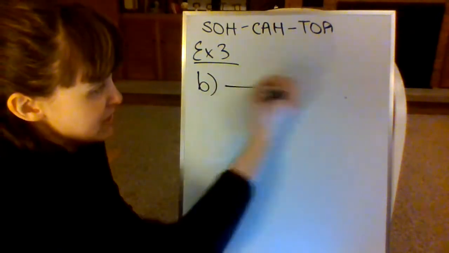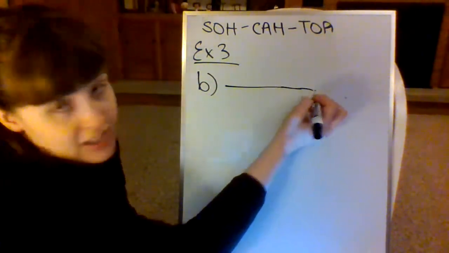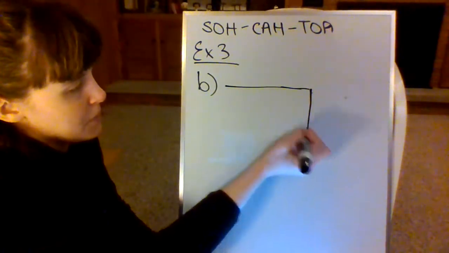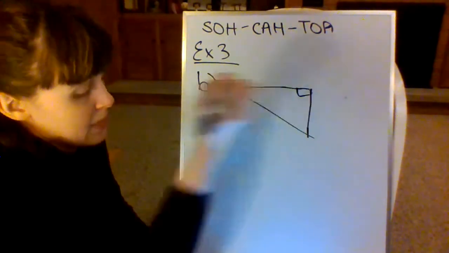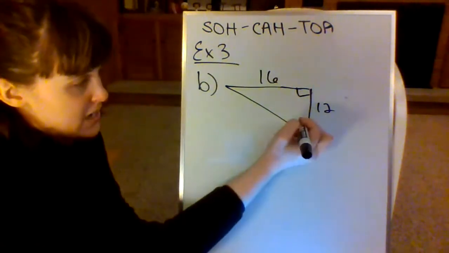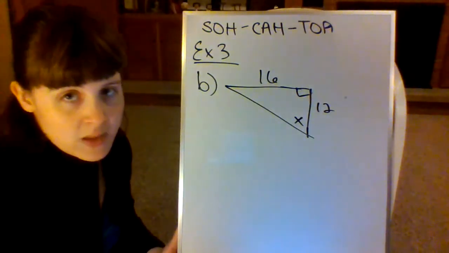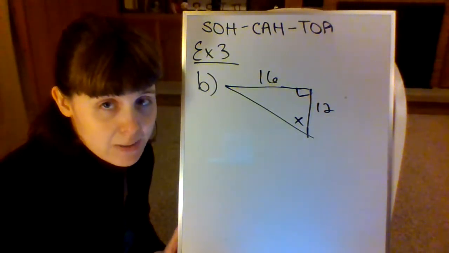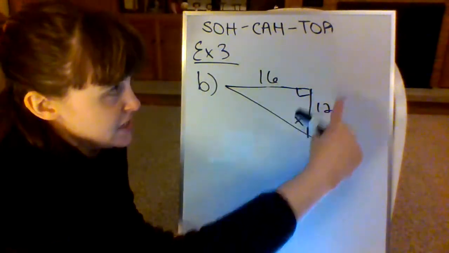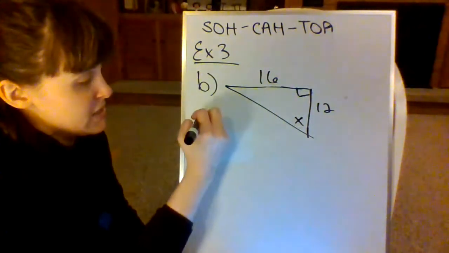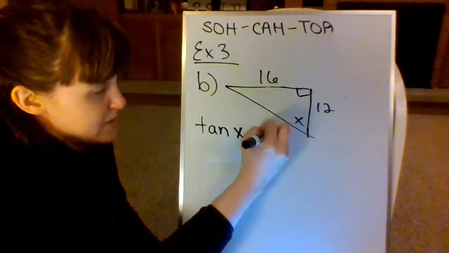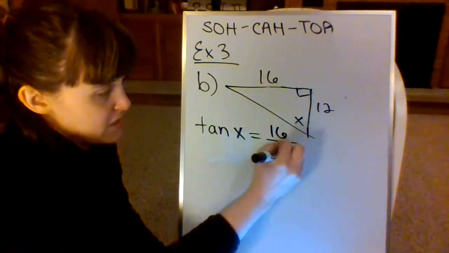Okay, part B looks like this. Pretend that's straighter than it is. Alright, so this side's 12, this side's 16, and this angle's x. So here we have the opposite and adjacent. So opposite and adjacent is tangent. So we're going to have tangent x equals opposite 16 over adjacent 12.